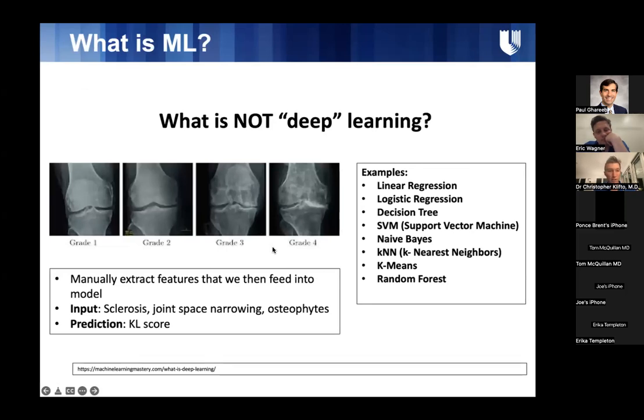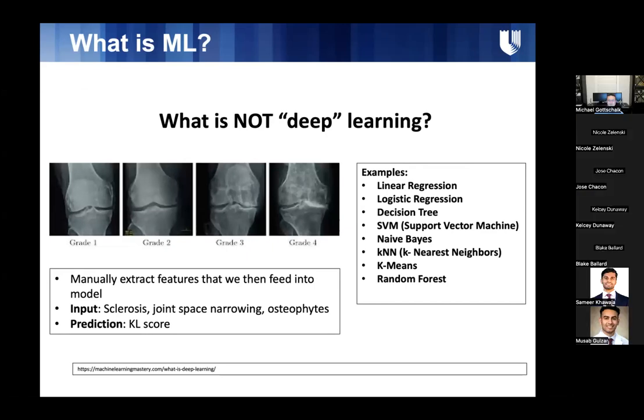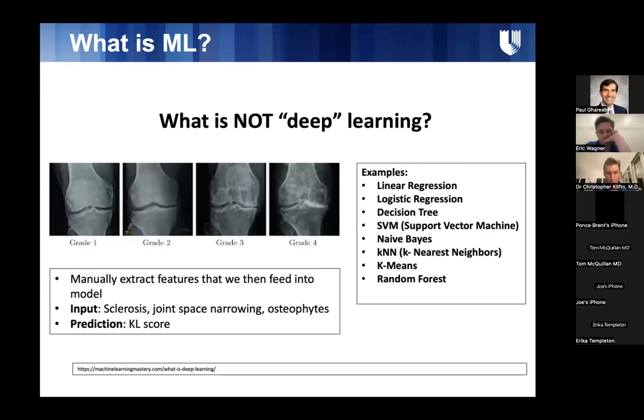Well, it's essentially if you have to manually extract features and then feed them into a model. So for this example, you take these photos, these radiographs, and you say, well, the input is sclerosis, joint space narrowing, osteophytes, and that gives you a KL prediction score, right? That is not deep learning. You are telling the algorithm, the model, exactly what's there, and you're trying to get it to learn based on that. Examples of that are linear regression, logistic regression, decision trees, and all the other ones that we know, random forests, but we'll talk about them in a little bit.